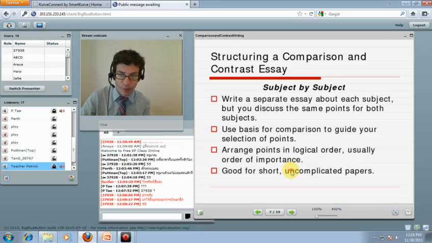And the last point of this slide, the subject-by-subject method, which we've just discussed, is good for short, uncomplicated papers, which is probably what you're writing now. So this is the most important one to learn.